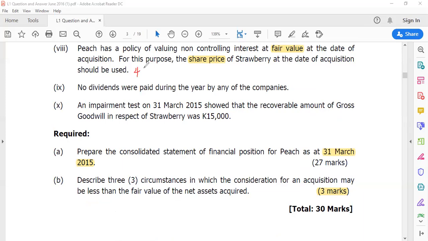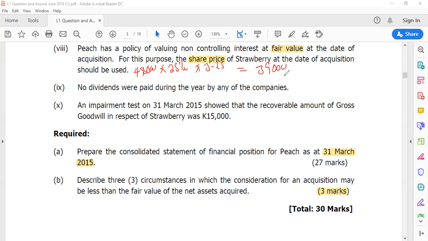For our 48,000 there, the number of shares in this company multiplied by what we don't control, the 25%, that's NCI, and then multiplied by the price 3.25 kwacha per share. How much is our NCI? 48 by 0.25 by 3.25. We have 39,000.